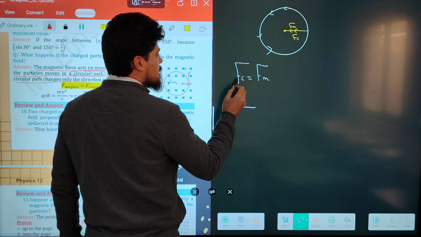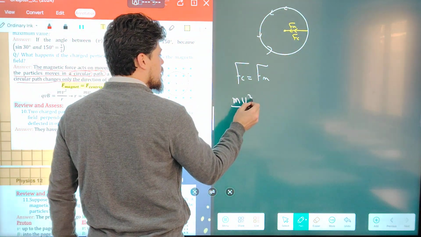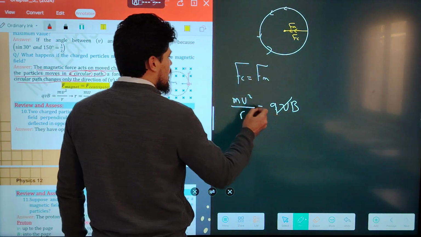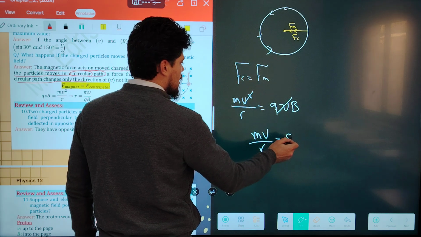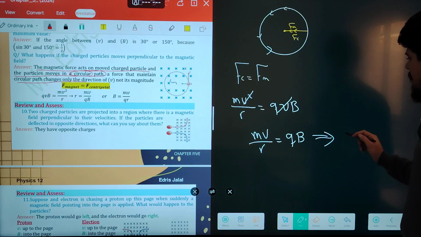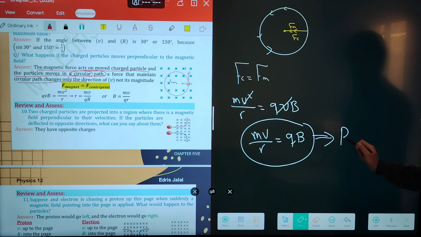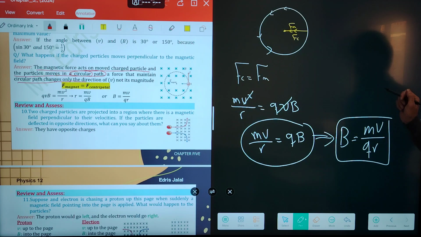So, centripetal force, in chapter 1 we studied, guys, mv squared over r is equal to qvB. V with V cancel. What remains? mv over r is equal to qB. So, we have 5 variables to find B. For example, if the question asks us to find the magnitude of the magnetic field, B is equal to mv over qr.